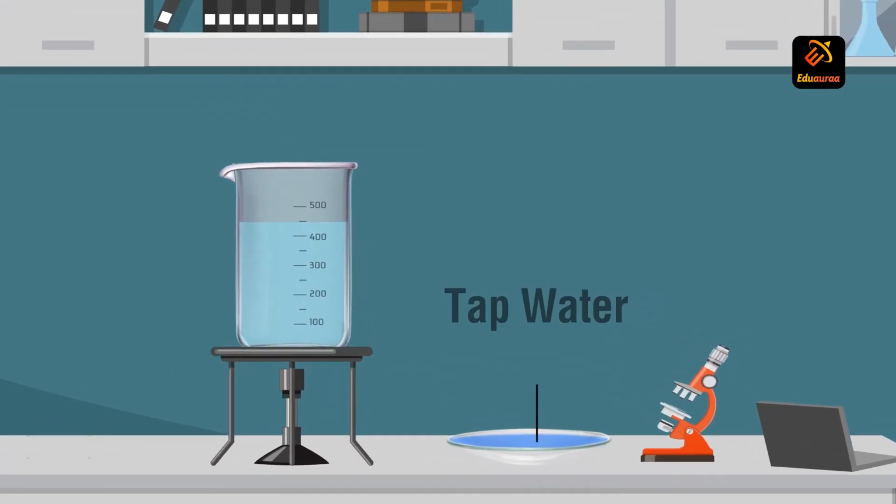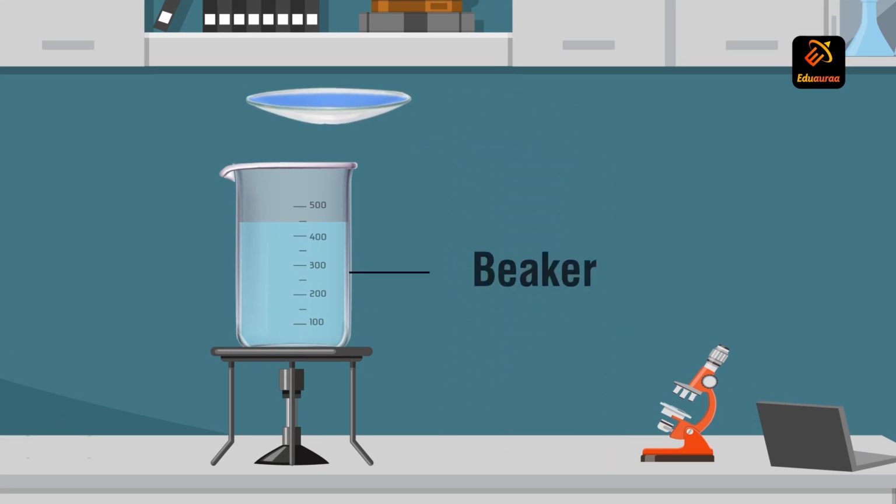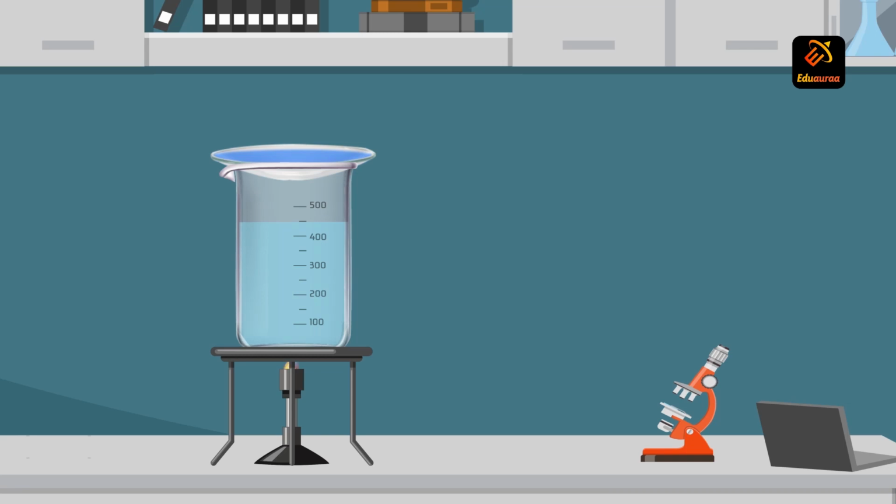Take a small quantity of tap water in a watch glass. Keep the watch glass on the beaker which is completely filled with water and heat the beaker. The water on the watch glass will evaporate on heating. Let it cool for some time.